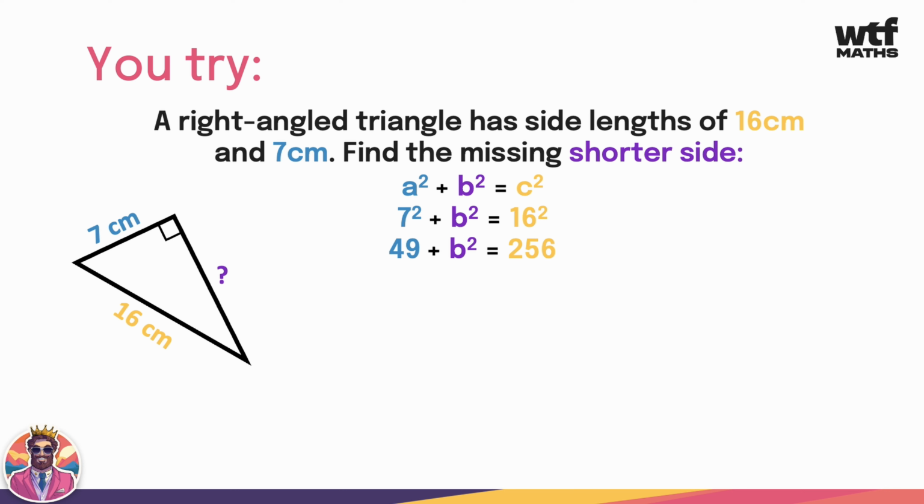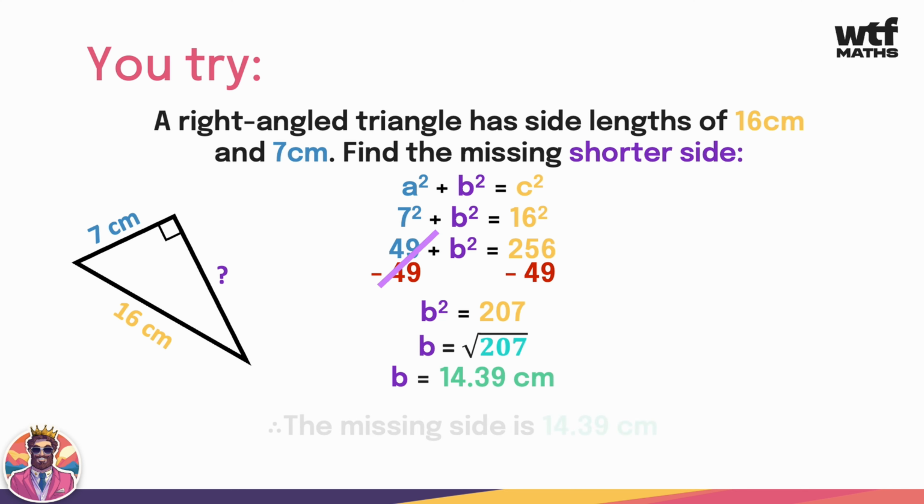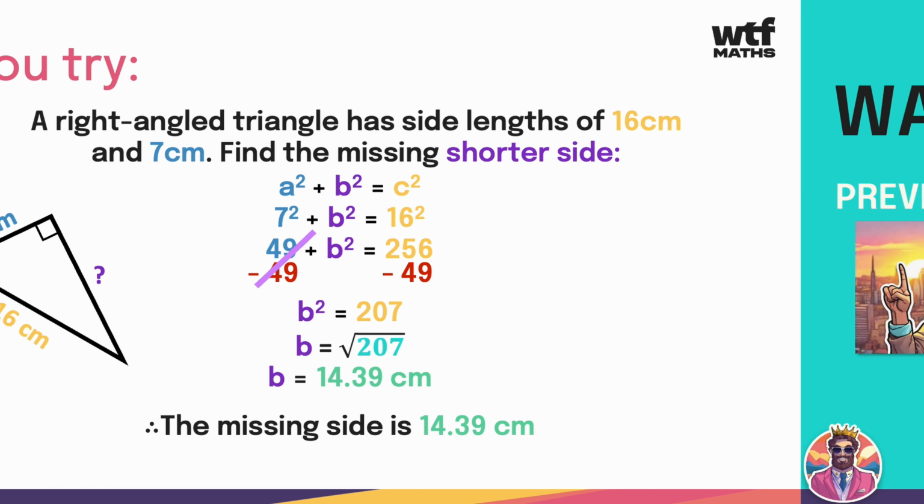So, if I want to get b squared by itself, I need to get rid of the shorter side. So I'm going to take away 49 from both sides, and this leaves me with 207. To get rid of that square, I need to square root. So the square root of 207 will be our missing side, and in this case, it's 14.39. So the missing side is 14.39 centimeters.